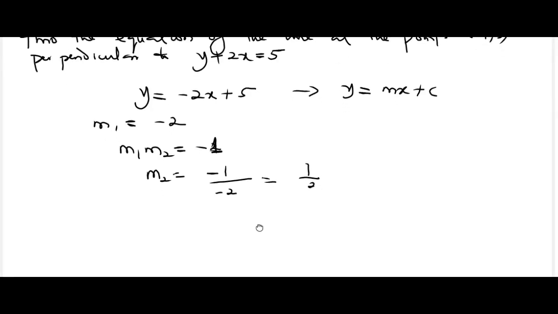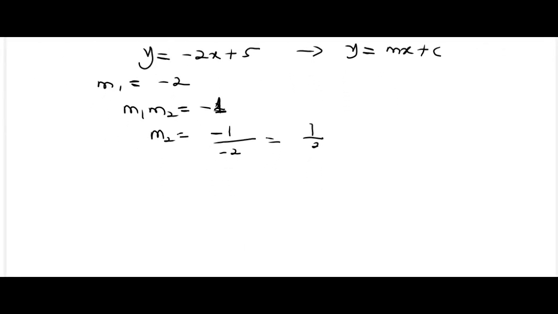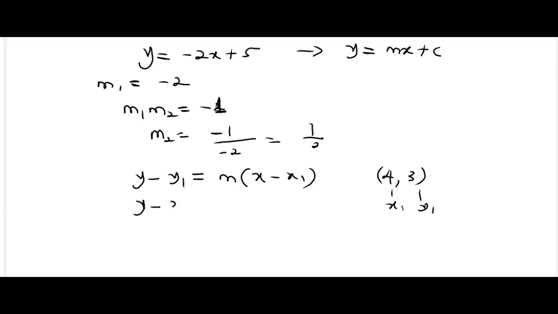So if m2 is 1/2, our formula is y - y1 = m(x - x1). The coordinates given to us, we have (4, 3). So this is x1, this is y1. So y - y1 will be y - 3. Then our slope is 1/2. x - x1 will be x - 4.